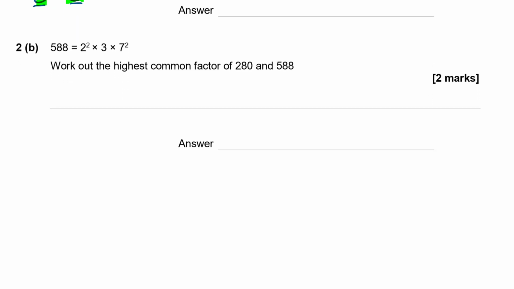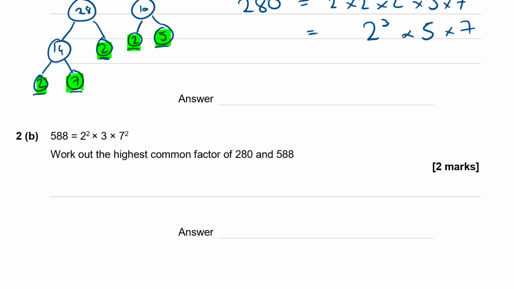Now part B says 588 is 2 squared times 3 times 7 squared, and we're asked to work out the highest common factor of 280 and 588. There's actually another trick to find HCFs using the prime factor decomposition form of numbers, a bit like we did with the LCM earlier. For this one it's easier if you have the number written out in its expanded form, so without the powers in. So I'm just going to rewrite 588 in expanded form.